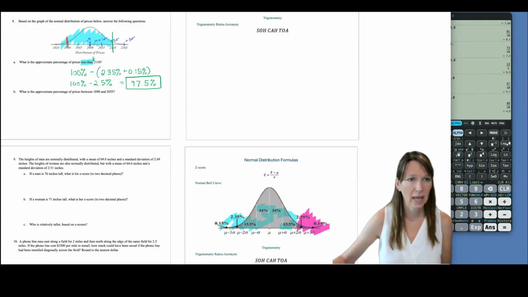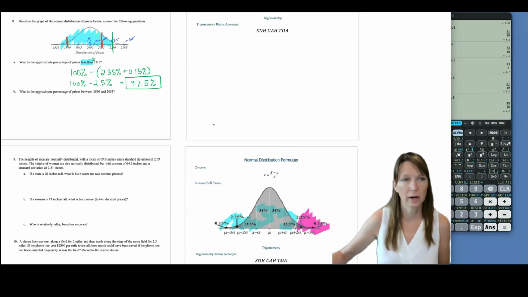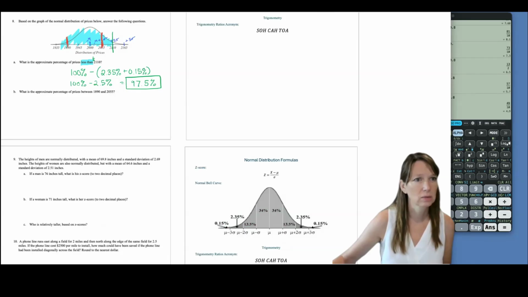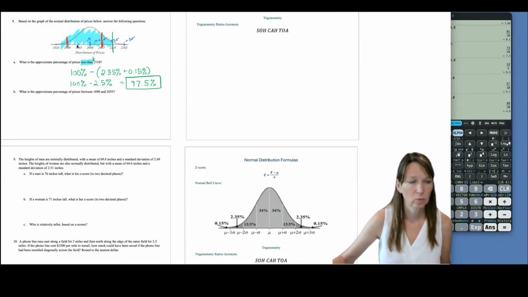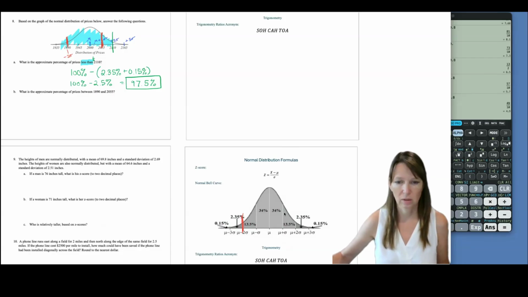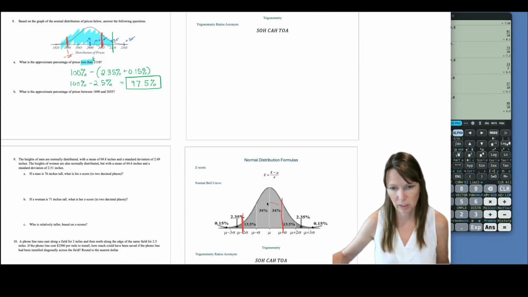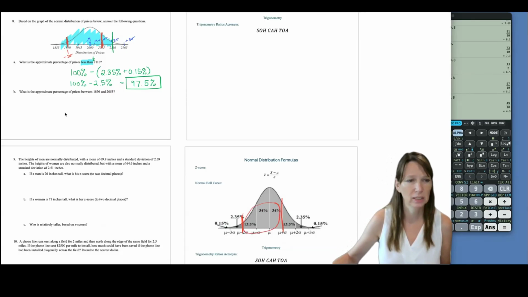1890 and 2055? So we're just going to take those and shift them over to our breakdown on our distribution of percentages. 1890 is two standard deviations to the left, and 2055 is one to the right. And so what I'm going to want to do is add up those percentages.